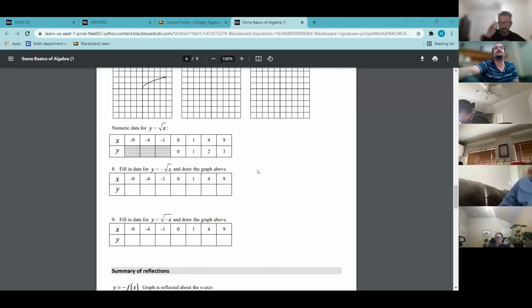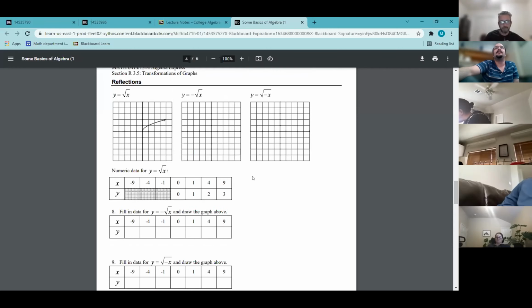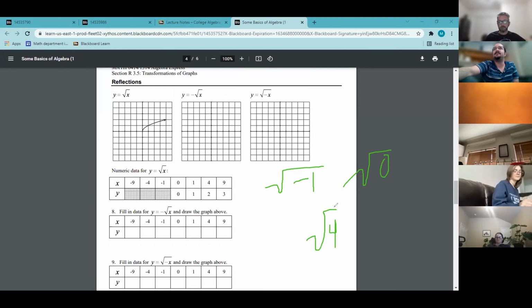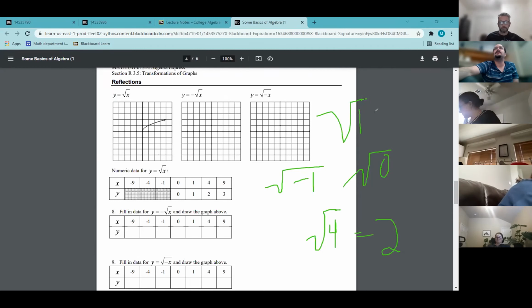So this has to do with the domain. I'm sorry. All right, this has to do with the domain of square roots. So if I have a -1, can I do that? Which of these can I evaluate? The square root of 4. Yeah, square root of 4 is what, 2? Can I do square root of 1?